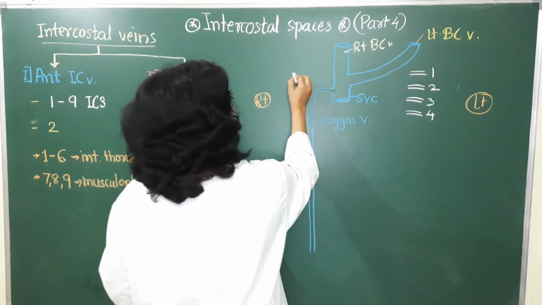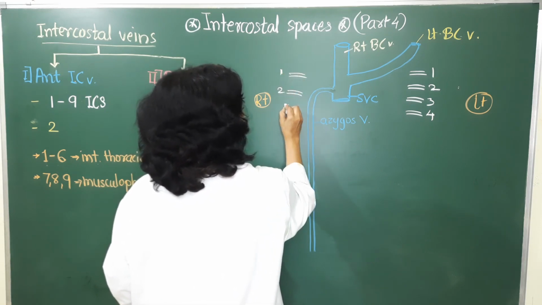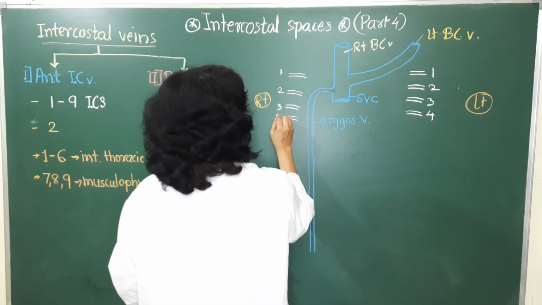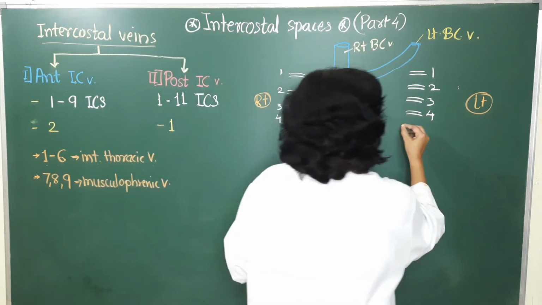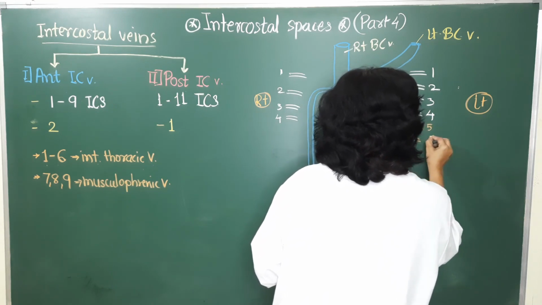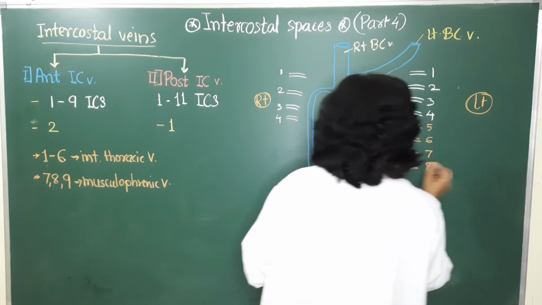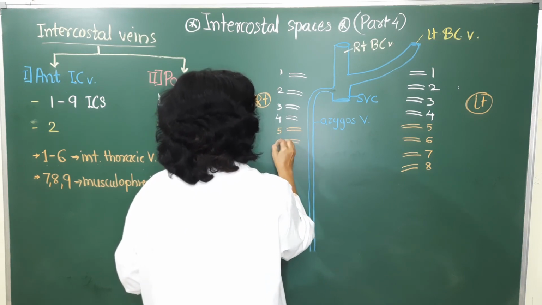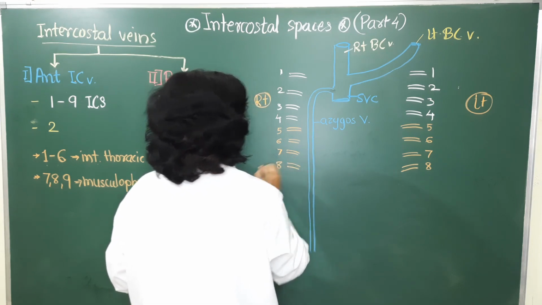Likewise on the right side also, suppose this is the first, here you get the second, here the third, here is the fourth. So one set is over. These are the intercostal veins. Likewise, if we draw the next set, that is the 5th, 6th, 7th and 8th, these 4 veins we will combine. Here also on the right side, 5th, 6th, 7th and here we get the 8th intercostal vein.